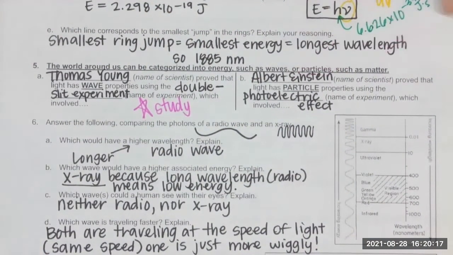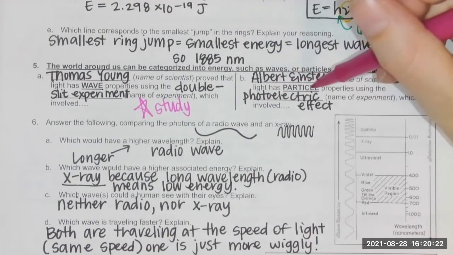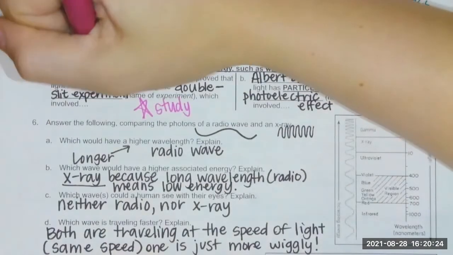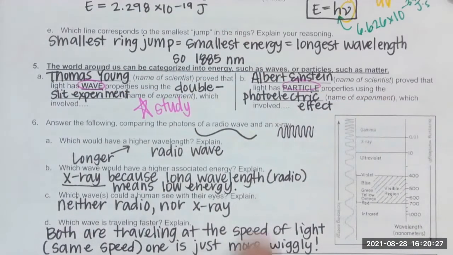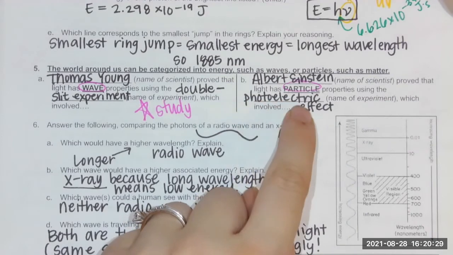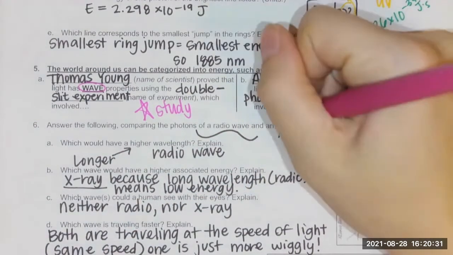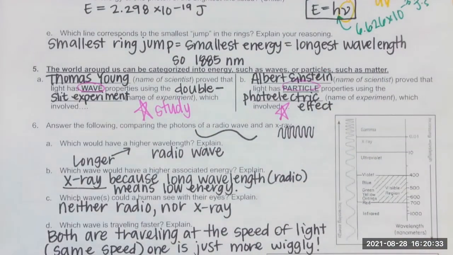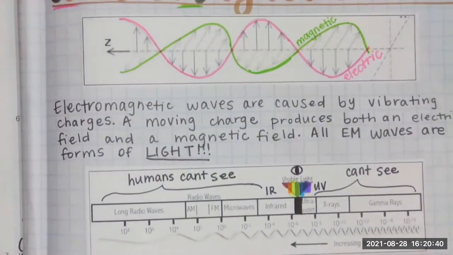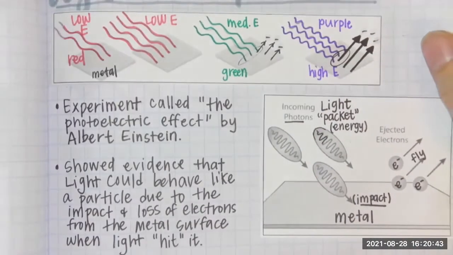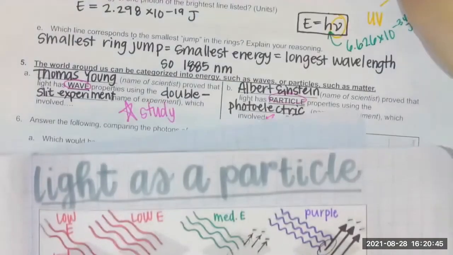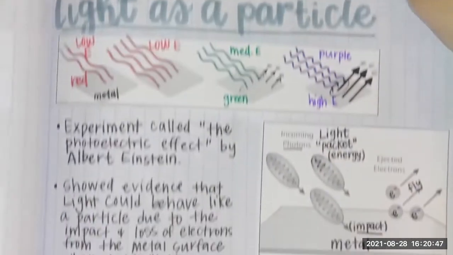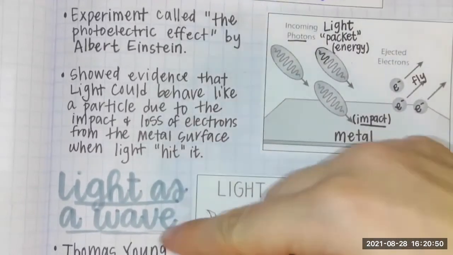Additionally, Albert Einstein was the other scientist that proved that light also has particle properties in addition to wave properties using the photoelectric effect experiment. So make sure that you understand what those experiments were. And if you need a refresher, you can rewatch those videos that I recorded, or you can also read the notes that we have called Light as a Particle and Light as a Wave.